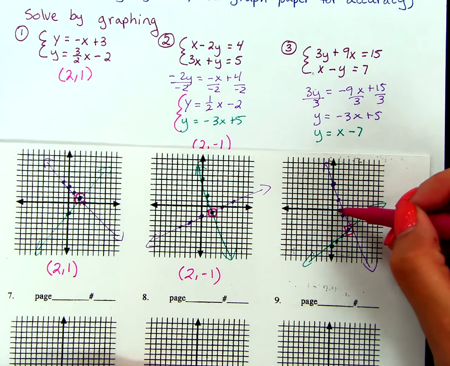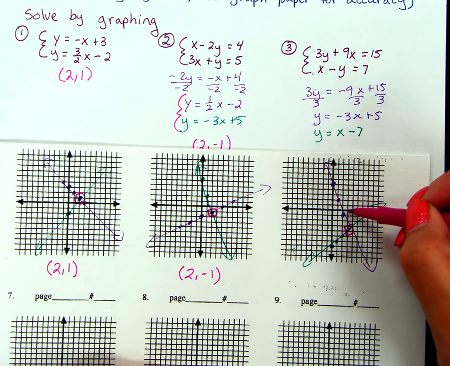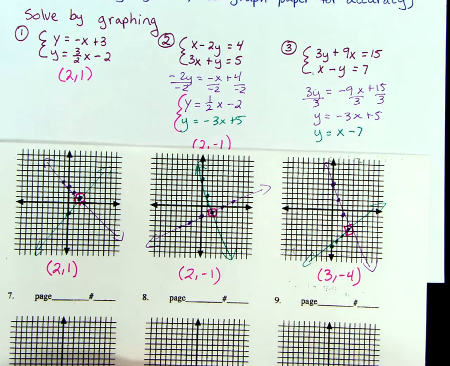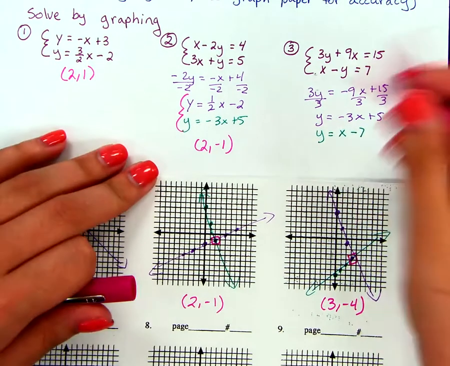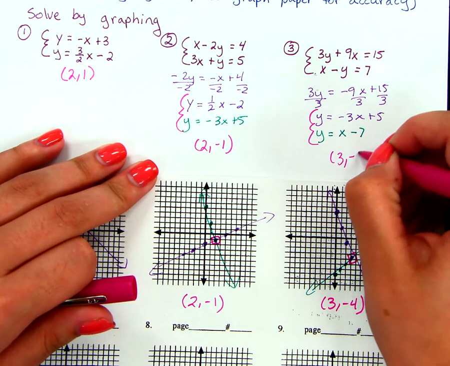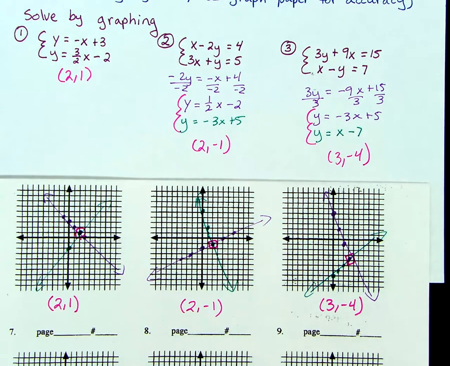We went 1, 2, 3 to the right, and then down 1, 2, 3, 4. So 3, negative 4 is the answer for this one. Okay. Again, this was our equivalent system. Answer was 3, negative 4. That's where our two lines intersected.